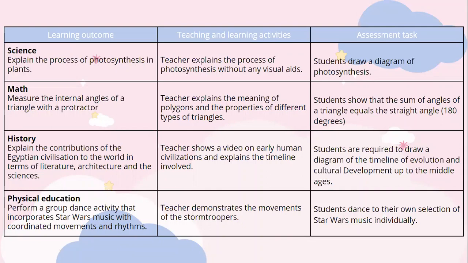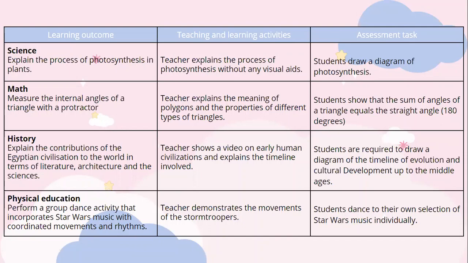In a history lesson, the LO states that students should be able to explain the contributions of the Egyptian civilization to the world in terms of literature, architecture, and the sciences. In the teaching and learning activity, the teacher shows a video on early human civilizations and explains the timeline involved. Seems a bit too general, and there's no activity where students learn about the Egyptian civilization, much less its contribution to the world. In assessment, students are required to draw a diagram of the timeline of evolution and cultural development up to the Middle Ages. Again, this is not aligned to the content and the level of learning specified in the LO.